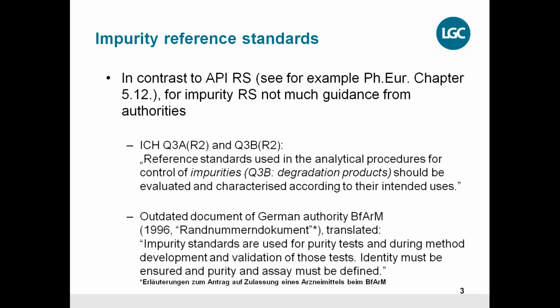I am based in Germany, as is also our production site for the impurity reference standards, which I will introduce to you later. We also had here in Germany a document from the German Health Authority, from 1996, saying that impurity standards are used for purity tests and during method development and validation of such tests, and that the identity should be ensured and purity and assay must be defined. That document is nowadays outdated. It was devalidated when our German regulation went to European regulation, and that sentence is not in there anymore. But based on this sentence, we started in 1996 with setting up our impurity standards and providing them with the information that you will see later in this presentation as well.